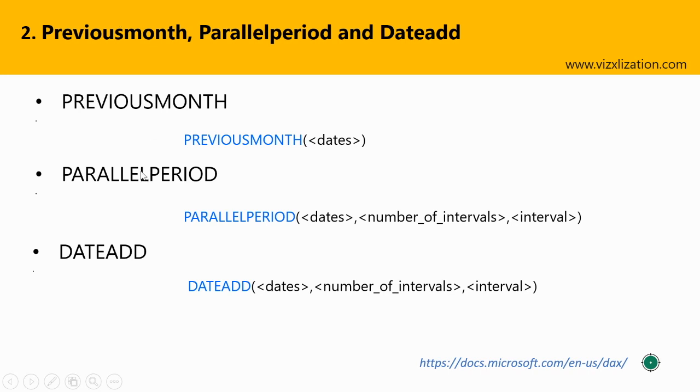So now let's take a look at parallel period. So this function here has three parts: dates, number of intervals, and then interval, right? So dates also comes from a calendar table. So now let's take a look at Dateadd. So the structure here, the syntax is very similar to parallel period. Have three parts here: dates, number of intervals, and then interval. So now let's go to the next point.